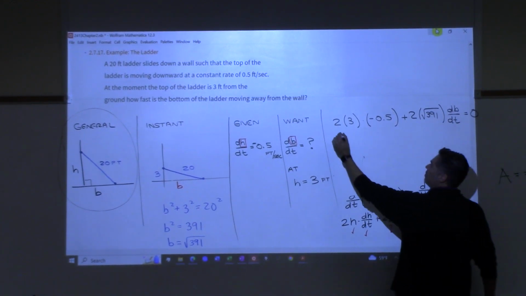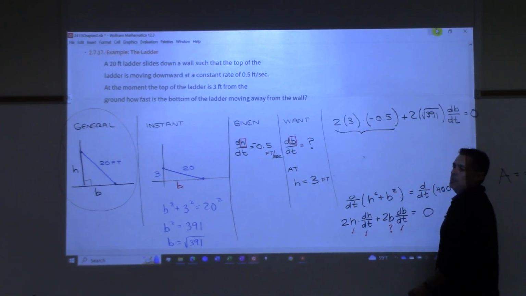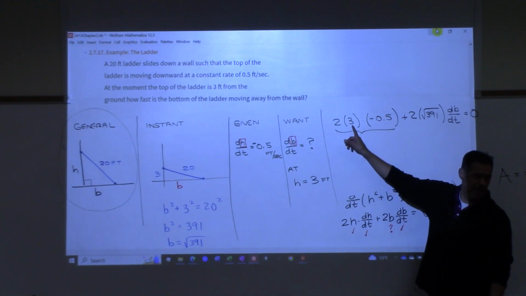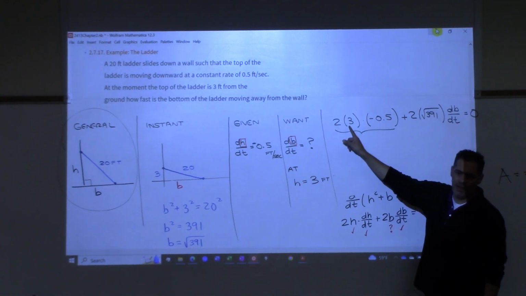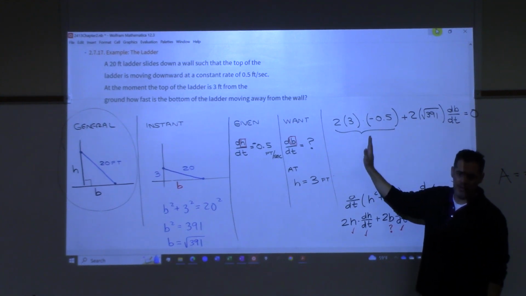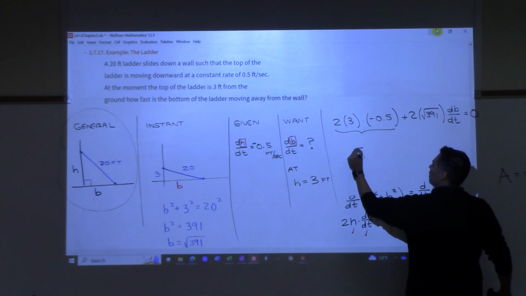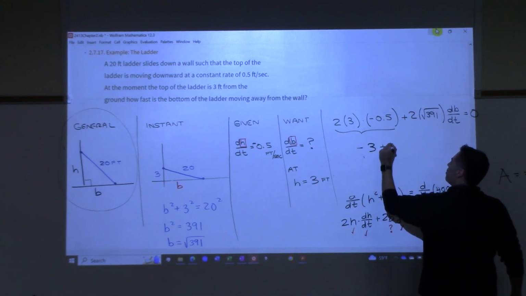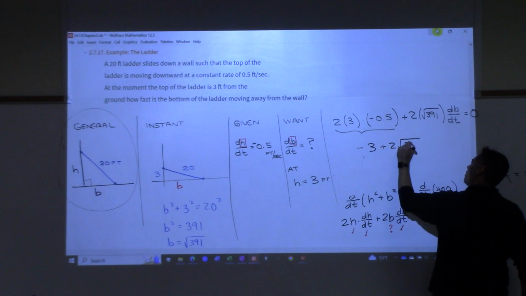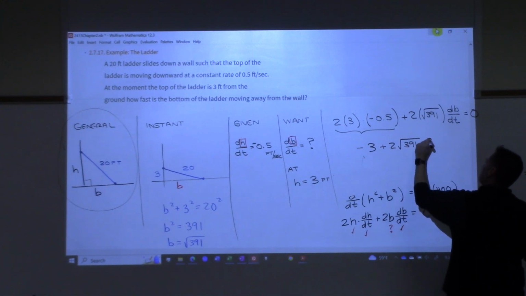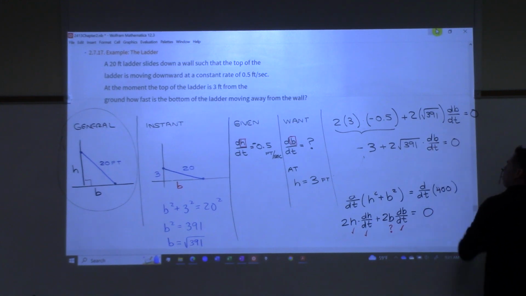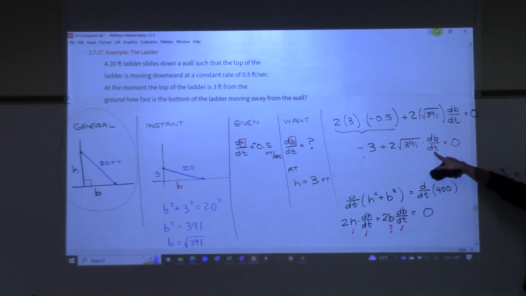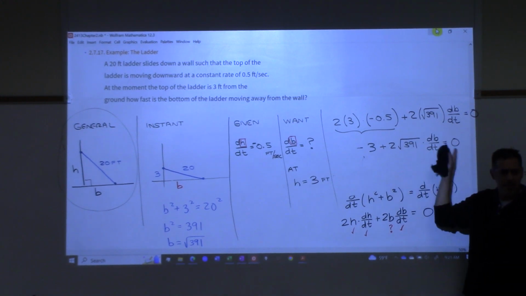So if we do this, 2 times 3 is 6, right? And this is negative a half. So negative 1/2 times 6 is negative 3. So this is negative 3 right here. And then plus 2 square root of 391 times dB dt equals 0. And I'm trying to solve for dB dt. That's what I'm trying to get by itself, right? So I'm going to first add 3 to both sides of the equation.